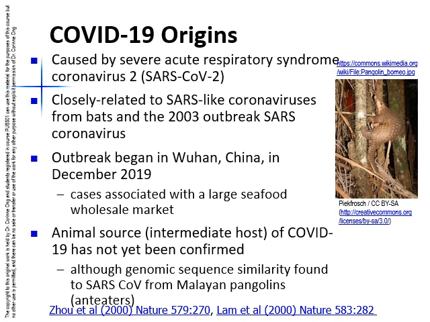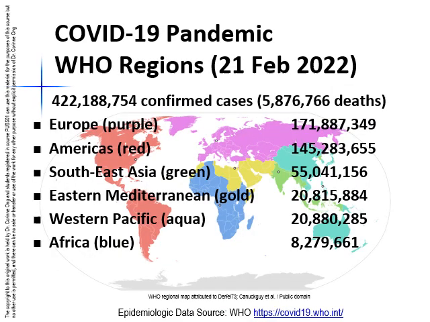However, the intermediate host animal has yet to be identified or confirmed, although genomic sequence similarities have been found in SARS coronaviruses from Malayan pangolins. The picture on the right shows you what they look like. They are scaly anteaters.